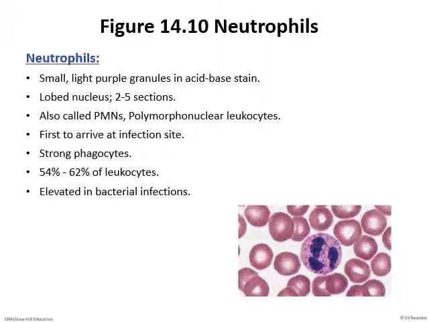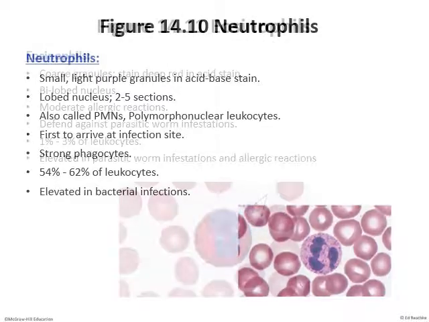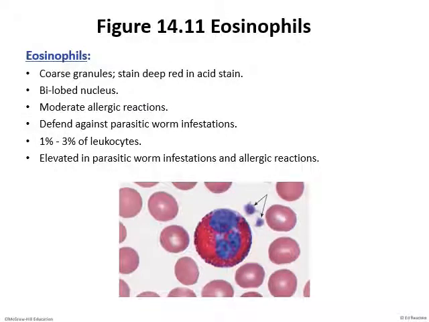So if you take someone's blood and they have a high neutrophil count, either A, they have a new infection, something that just came on, which would be why they're high, or they have a bacterial infection. Okay, so eosinophils, these are going to moderate allergic reactions. Moderate means control, so they can make the allergic reaction either better or worse. And they're also going to defend against parasitic worm infections.